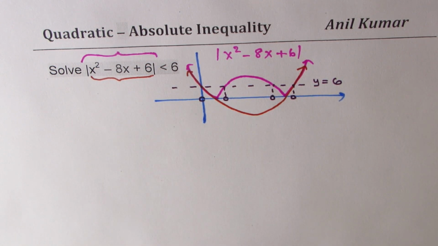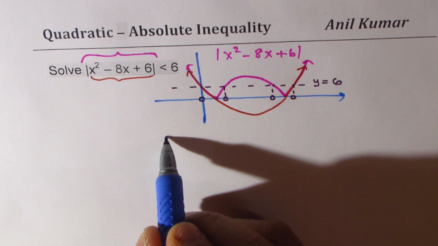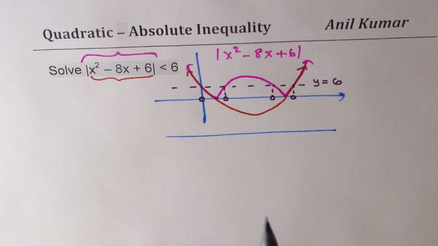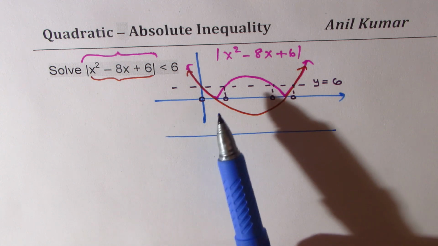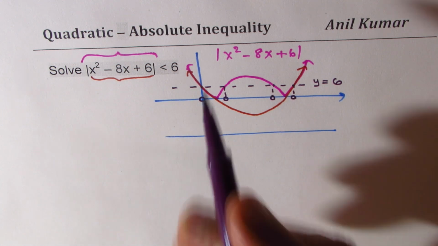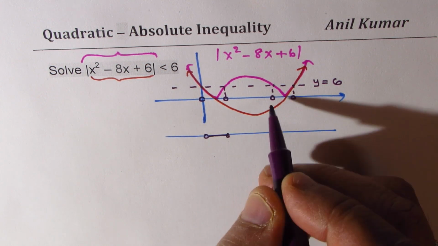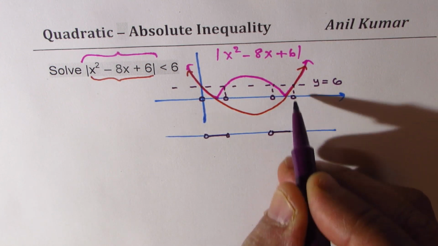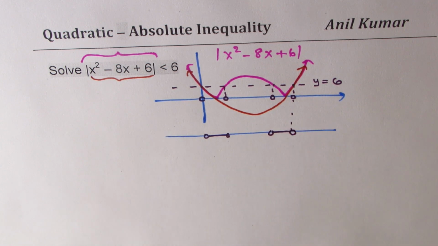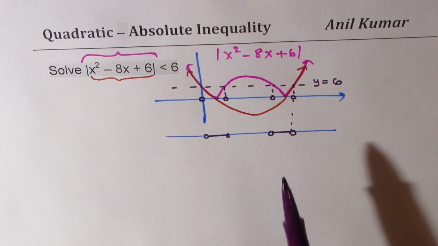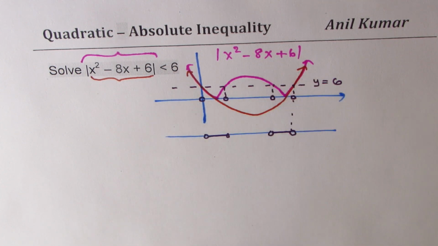So on a number line, the solution expected is from here to there and from this place to the other point of intersection. So on a number line, that is our solution. So I hope you visualize the solution. And now we are going to solve the inequality, right? So that is kind of important to understand. What are we trying to do?